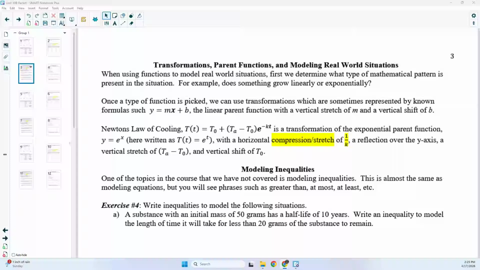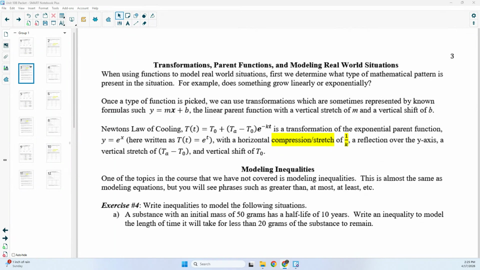So for the second part of the lesson, we're going to see how transformations and parent functions are really the foundation of how we use math functions to model real-world situations. So it says when using functions to model real-world situations, first we determine what type of mathematical pattern is present in the situation. For example, the main one we focused on this year was does something grow linearly or exponentially.